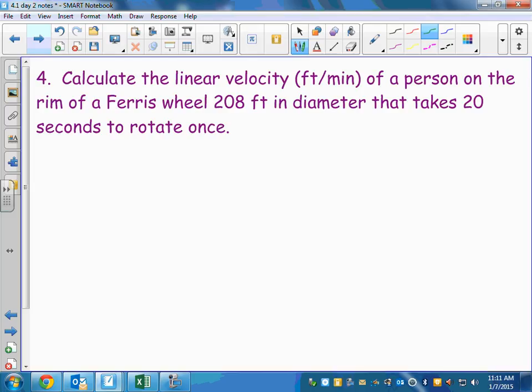Let's just pause for a second. So, 208 feet in diameter. How big is the Ferris wheel? It's hard for me to imagine 208 in diameter.